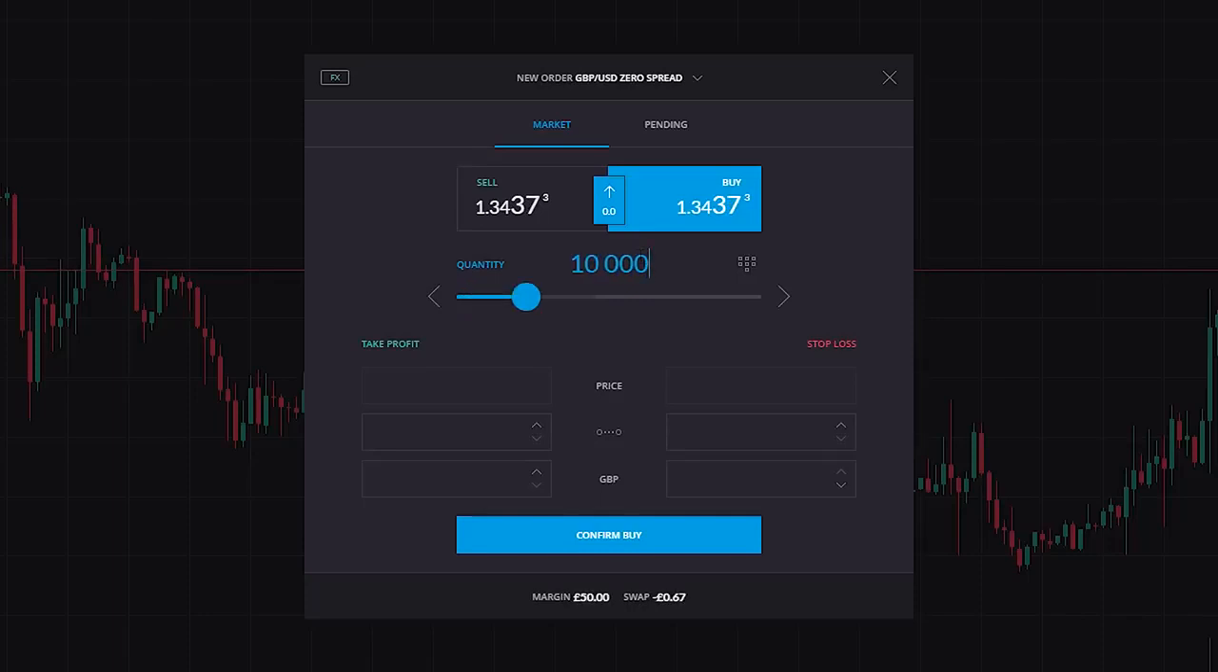Let's say I think the pound is going to go up against the dollar. If I click on confirm buy, my trade will go through. But just look down here first of all, margin, £50 margin. So for this position, for a 10,000 exposure, pound US dollar, it's going to tie up £50 from my account. And the interest rate financing, which we'll come to in a few minutes time, that's detailed down here. Let's put the trade on, click on confirm buy, and we're going to buy 10,000 pound US dollar at 134.37, wherever it's trading now.